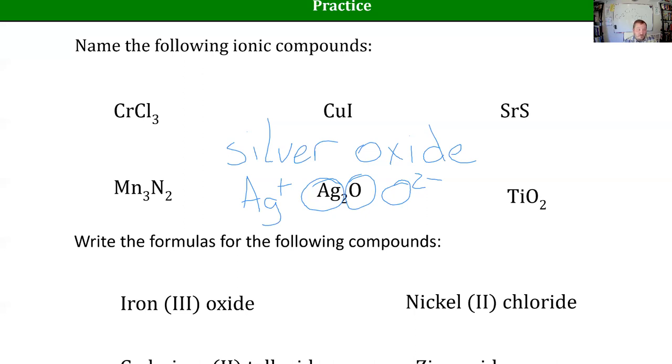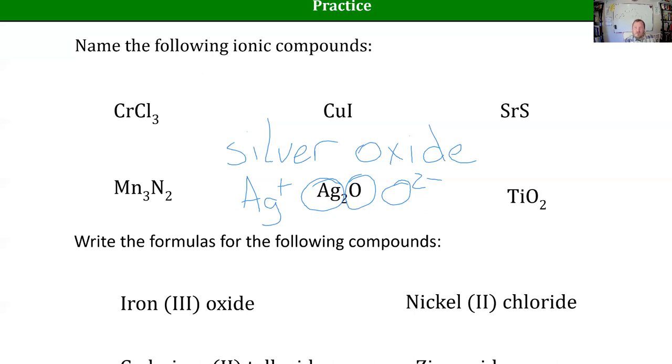Again, if you say silver 1-oxide, somebody might think, oh, well, you must not know your ionic nomenclature very well, or you must not have studied chemistry in a while if you say it that way, but nobody's going to write down the wrong formula. And that's what we care most about. So you get a very small deduction, if any deduction, for saying silver 1-oxide.